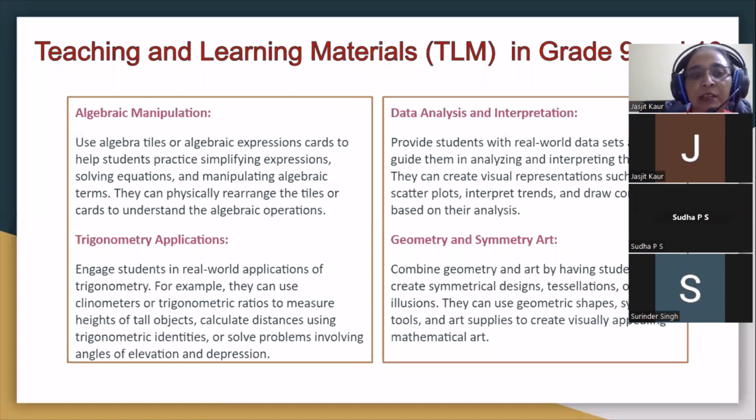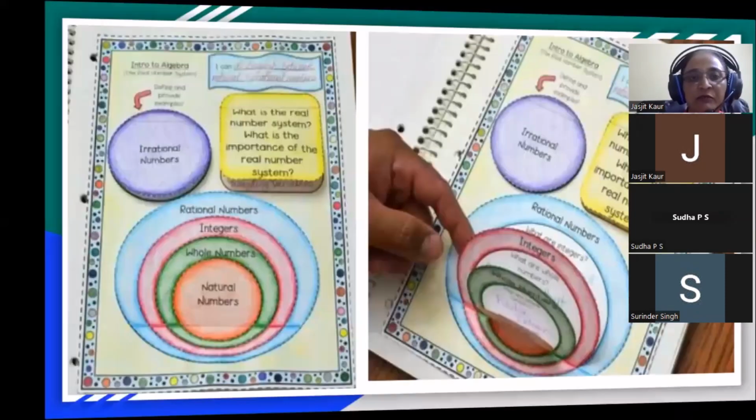We have the algebraic manipulations, trigonometric applications there. It helps students of grades 9 and 10 to simplify expressions by making flashcards also. You can give them visual representations for scatter plots, to interpret the trends or draw conclusions. Geometry and art combined is there. Symmetrical art is there. Help them make designs for the geometric shapes just like this.